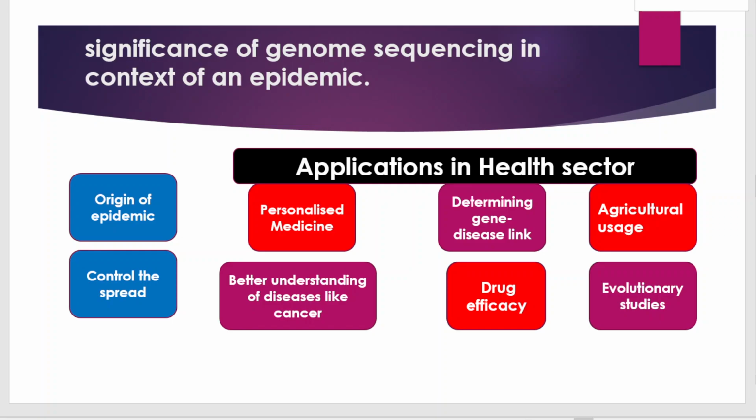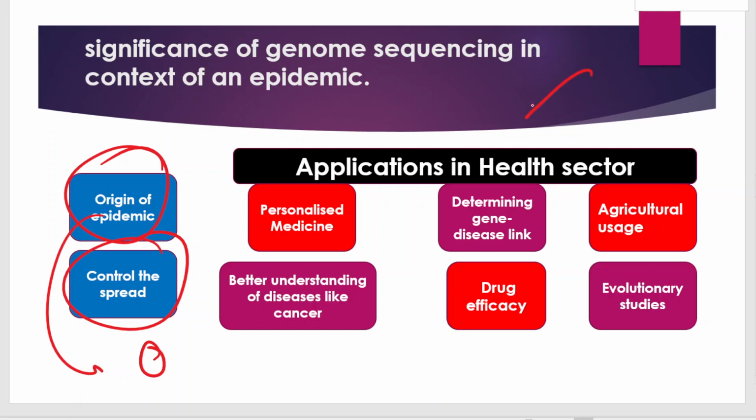So when we talk about significance, we have various significances, like it can tell you about the origin of an epidemic, and apart from that, controlling the spread. And that's why this type of methodology is utilized in finding out the vaccine, in finding out the medication. And when we talk specifically about the application in the health sector, it can be used for personalized medicine, determining gene-disease links. Apart from that, agricultural uses are there. And also we can have a better understanding of diseases like cancer, and it can improve drug efficacy.